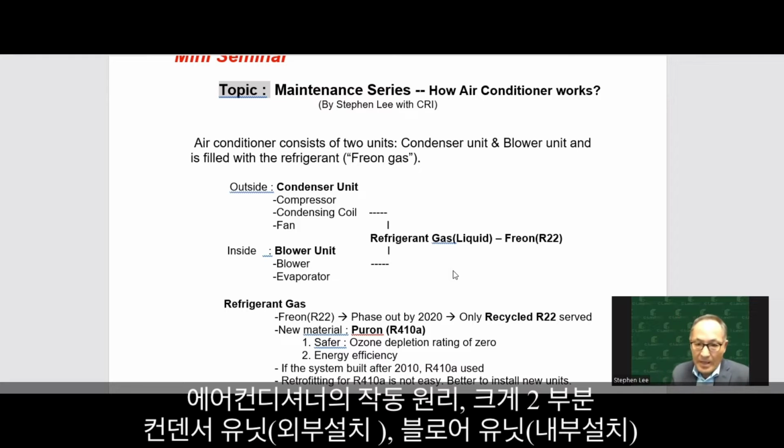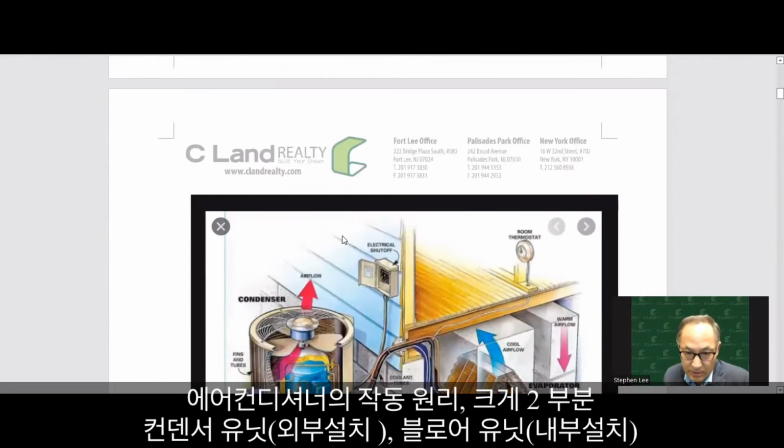So between these two units, they are connected, and the refrigerant gas flows through the pipe that connects them. We're going to see the diagram directly.